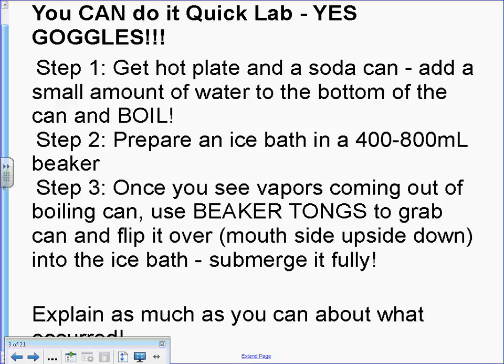All right, guys, the instructions are on the board. You need to get the hot plate going, not with the beaker, but with the can. Read the instructions on the board before you begin. Small amount is like less than 2 milliliters. Small amount. And you guys can get a little ice. Some look at the can doing, some look at the beaker.